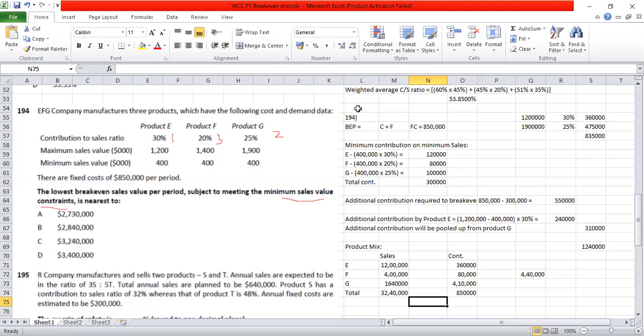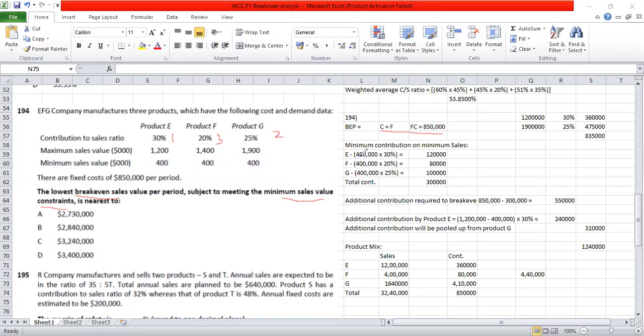The point is, see, the question is we have to find out the break-even sales. Break-even sales, when will it break even? This part, I think there is clarity here. But the second condition here is that the minimum sales constraint has to be met.